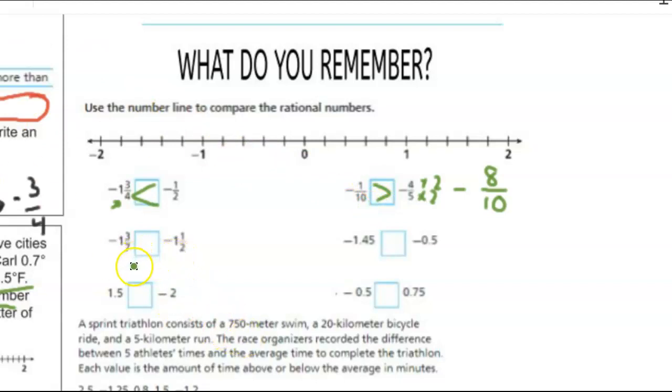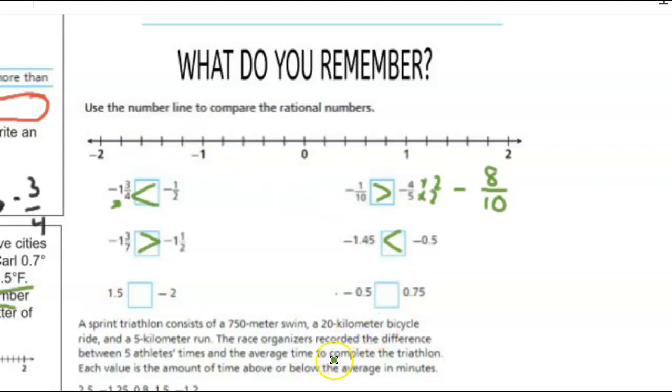Head down to this one. We have -1 3/7 and -1 1/2. -1 1/2 would be in this area. And now if I look at 3/7, 3/7 is less than half. So it's going to be closer over to the right-hand side, making it greater than. This next one, they're both negative. This one has a 1 in front of it. This one does not. So the one with the 1 in front is going to be farther on the left-hand side, making it less than.